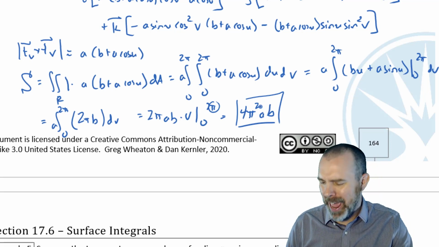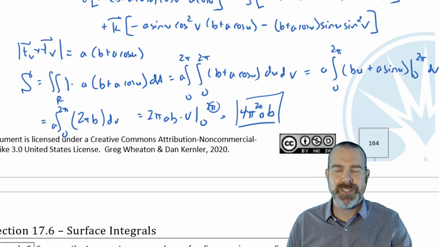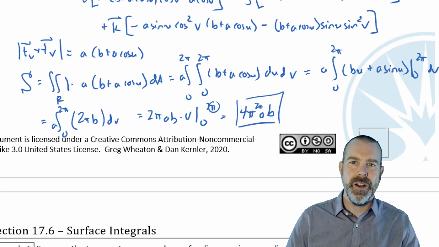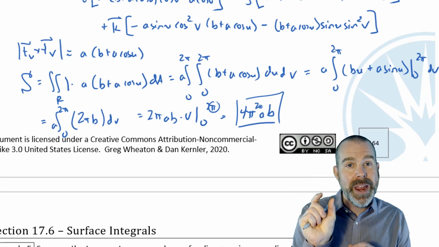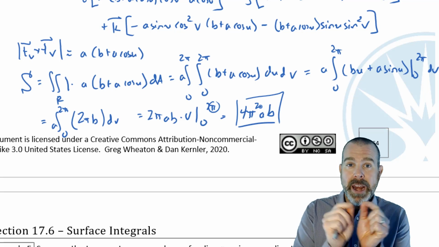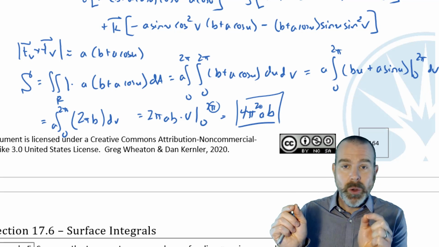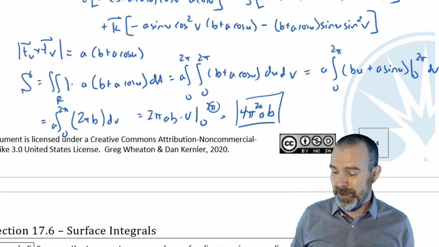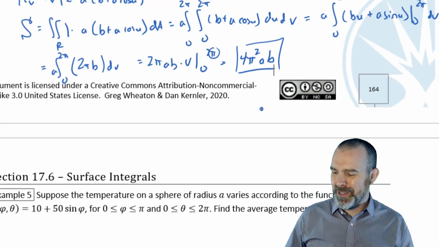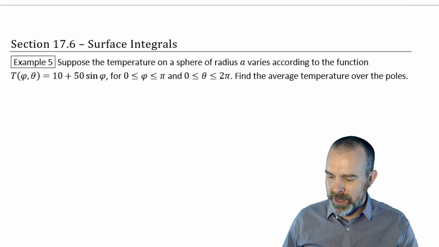4 pi squared AB is the surface area of a torus, where if you slice the donut, that cross-sectional radius is A, and then the radius from the hole of the donut out to the middle of the donut is B. Wild. Okay, all right, let's do one more. This video is already 13 minutes. Okay, the next one.